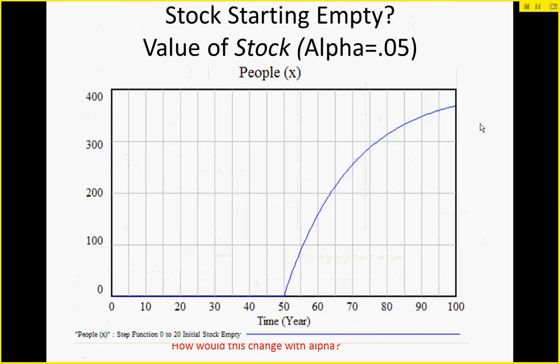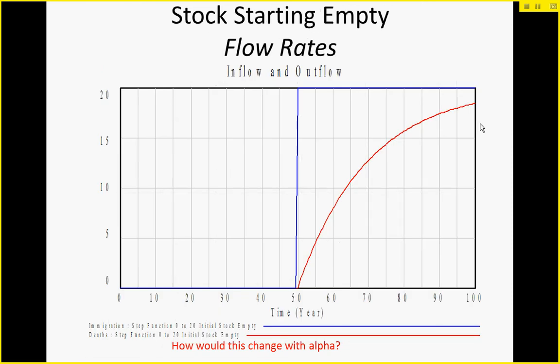So here's a question. Inflow and outflow shown in the same graph. With a sudden rise of inflow, the outflow starts to follow, right? What if I had alpha be different things? Let's suppose alpha, instead of being 5%, what if it were 1%? How do you think that would change things? What's the mean time in the stock if alpha is 1%? The mean time is 100 years, okay. How would that change its behavior over time?